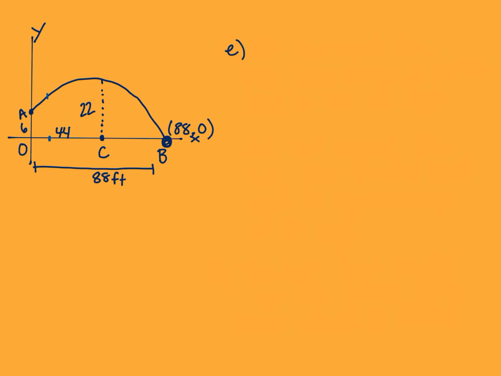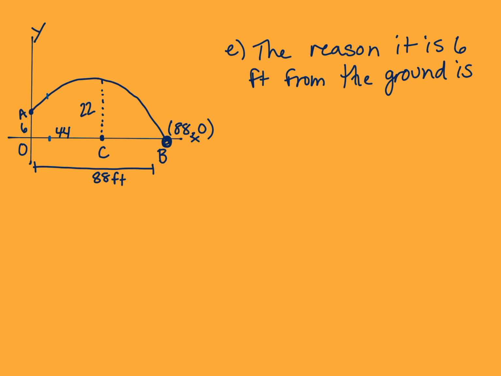Part E says, why do you think the ball is at 0, 6 when it starts? In other words, why isn't the height of the ball 0? When you throw a ball, does the ball start on the ground? The reason it is 6 feet from the ground is because someone threw it.